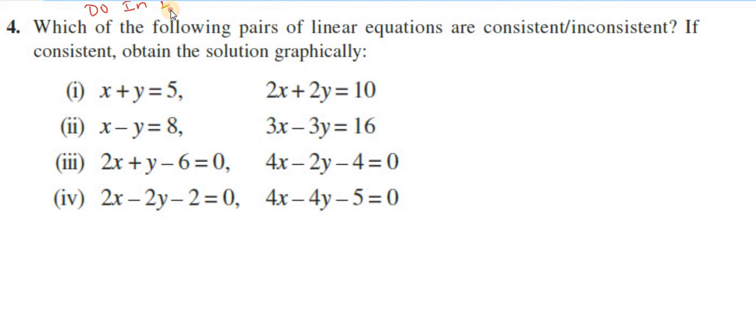So do it in the homework book. And if it is consistent, draw the graph. Already you know how to draw the graph, so draw it and paste the graph sheet in the homework book.